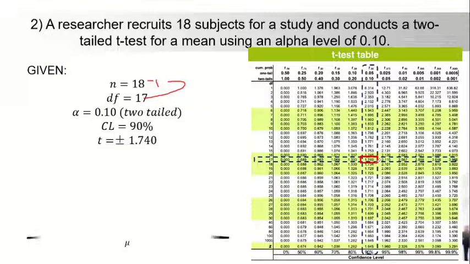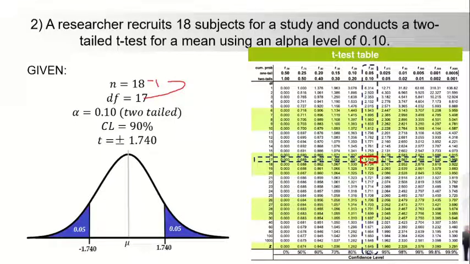Kasi kung i-graph nyo yan, ito yun. Alright? Meron dito sa kabila, meron dito rin sa kanan. Kasi, ito yung, kumbaga, sa standard score nyo, ito ang 0, ito ang positive side, ito ang negative side. Alright? So, paano po naging 0.05? So, ano bang itsura nila kapag one-tailed? Ayan. Alright?